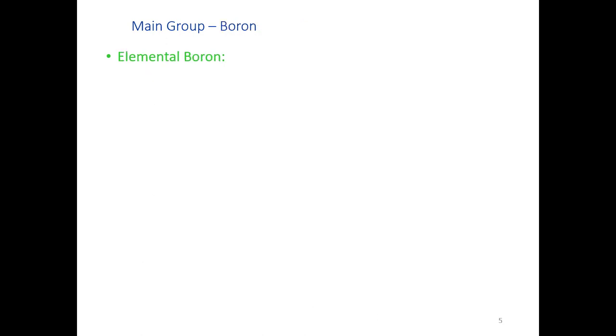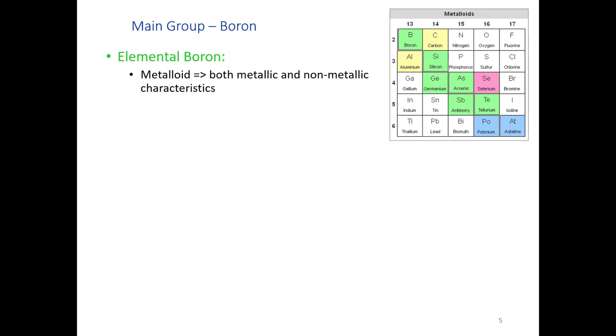Now moving on to group 13 specifically, we will look at boron first and then move down the group. Elemental boron is a metalloid, so it exhibits both metallic and non-metallic characteristics. The classification of metalloids is somewhat subjective, especially for some borderline cases.